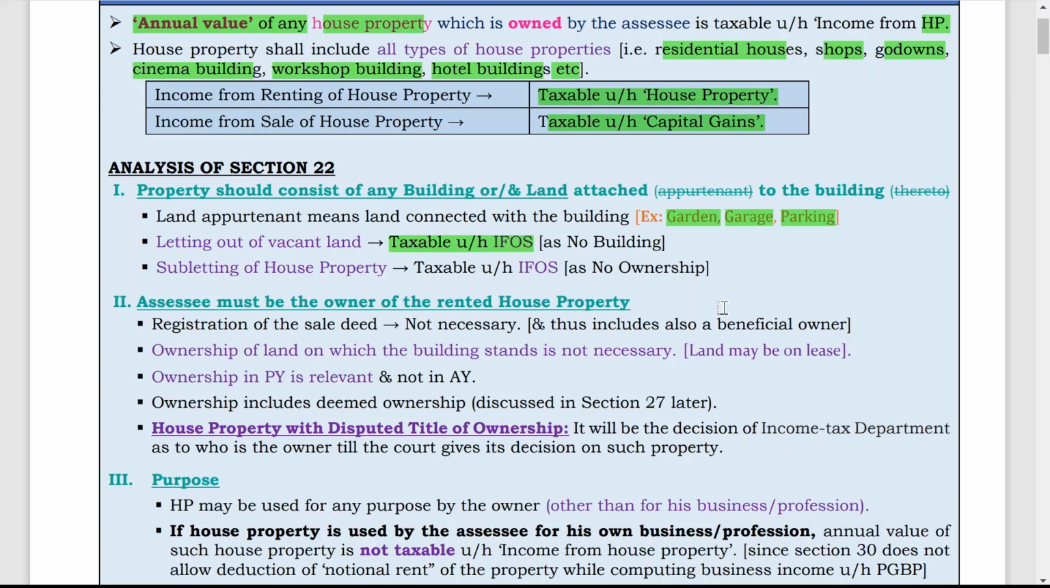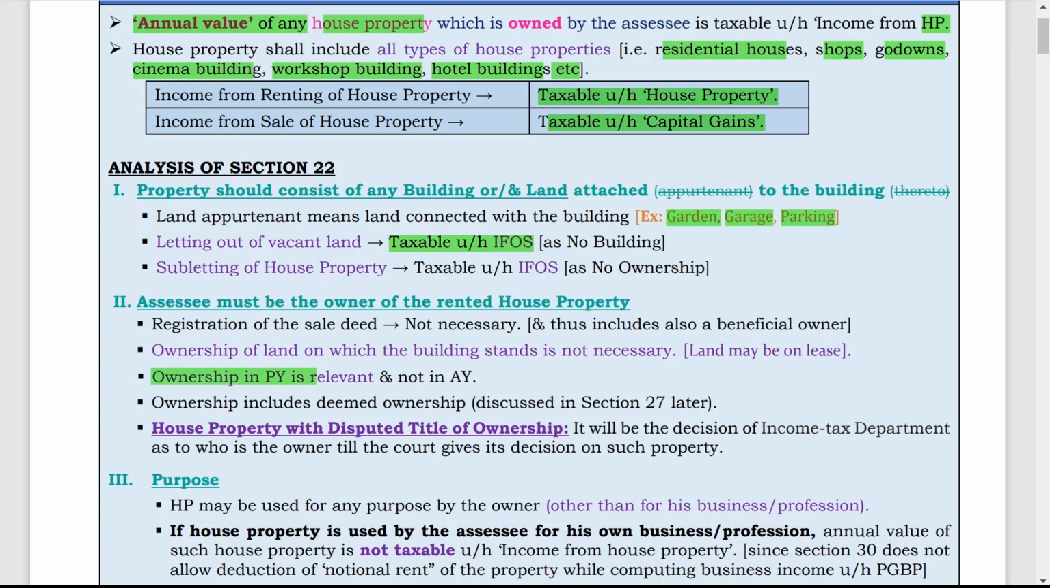The assessee must be the owner of the rented house property. That means registration of the sale deed is not necessary. That means beneficial owner is also considered as owner. Ownership of the land on which the building stands is not necessary. Land may be on lease. Ownership in the previous year is relevant and not in the assessment year.